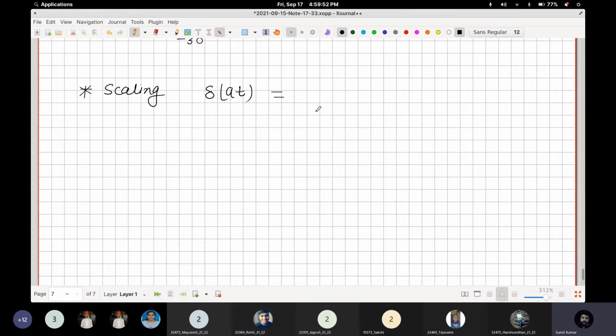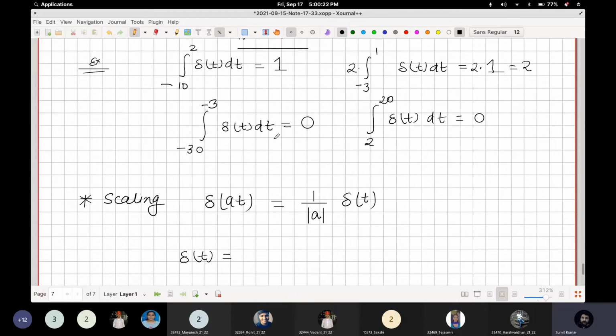No, no. So this is actually equal to 1 upon mod A delta t. What is this? 1 upon mod A delta t. And why is it like this? Let me use this definition of rectangle only. Okay. So what is delta t? How was delta t defined? How have we defined delta t in the very first case?